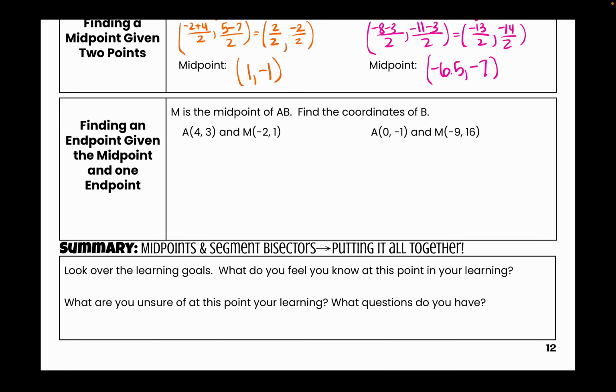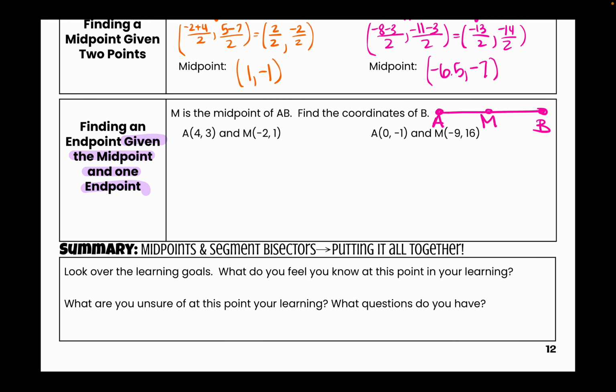Okay, M is the midpoint of AB. Find the coordinates of B. So this is if you are given the midpoint. Oops. We're given the midpoint and an endpoint. So on your picture, it looks like this. We have A, we have B, and we have M. We don't know what B is. B is our question mark point. We don't know what it is.